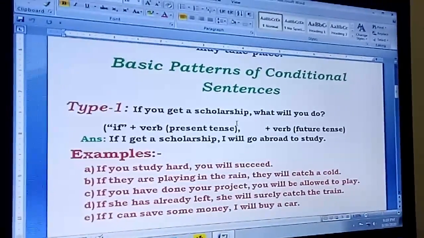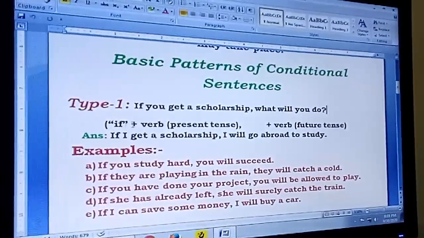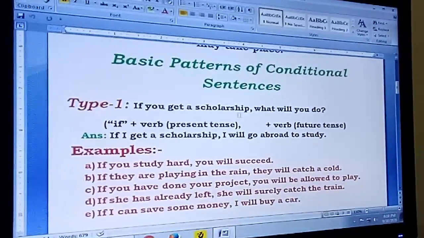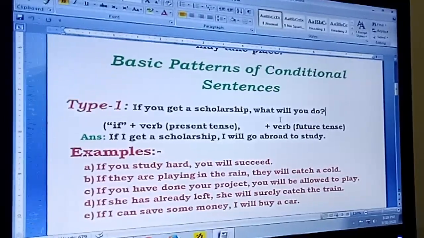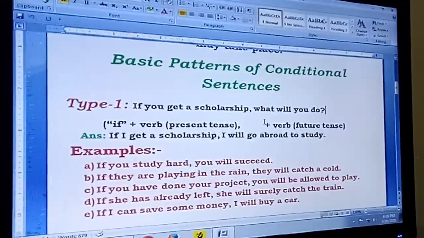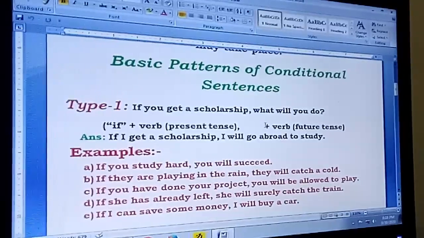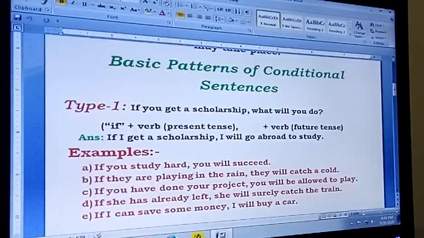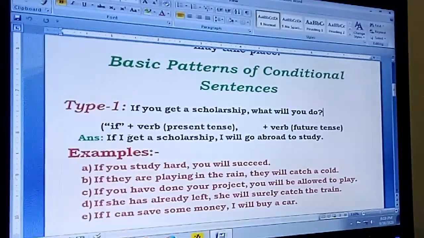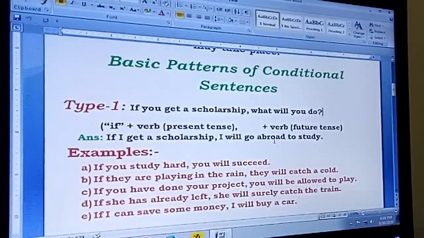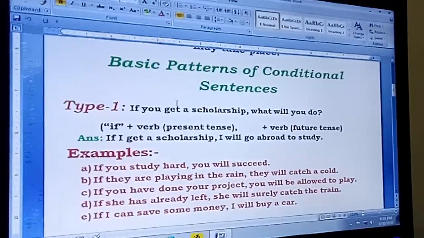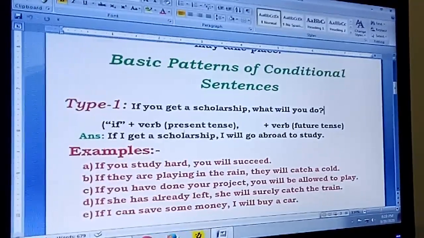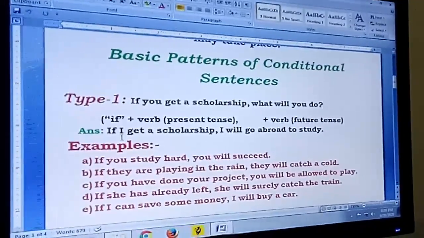If you get a scholarship, so that is the pattern of the first sentence: if plus verb in the present tense, simple present. Now, what will you do? The second part is the simple future, the future tense verb will do. And what is the answer like? If I get a scholarship, I will go abroad to study. Now, there is no question and answer here. We are just giving a reply to this question in the same pattern.